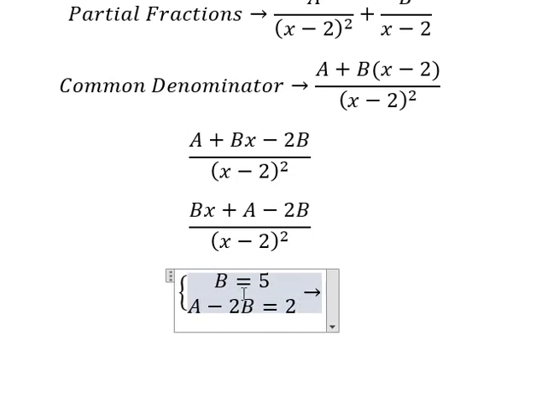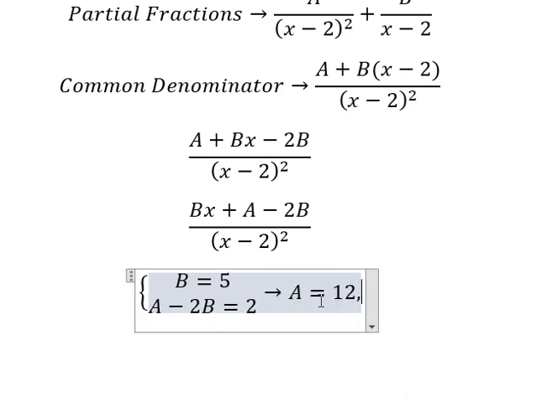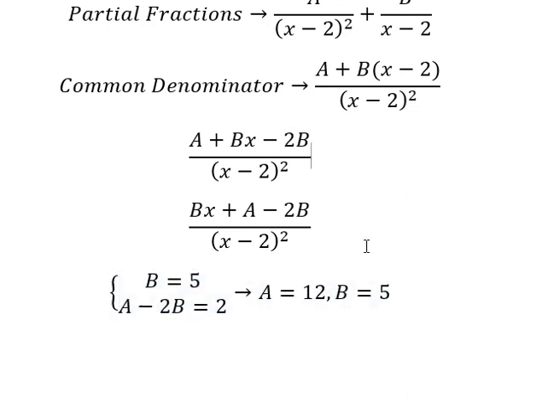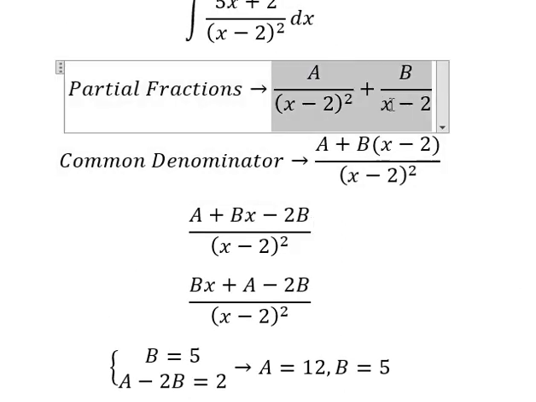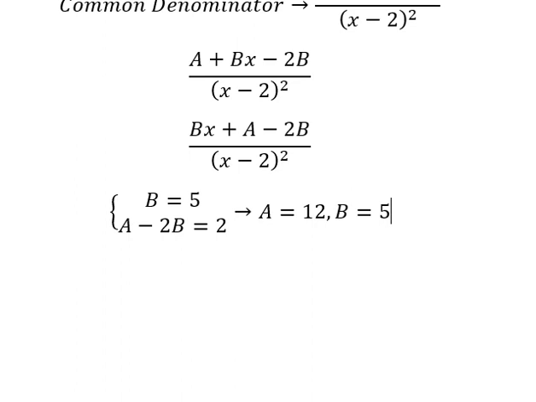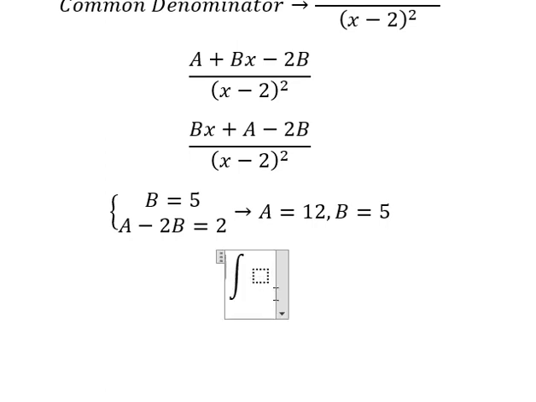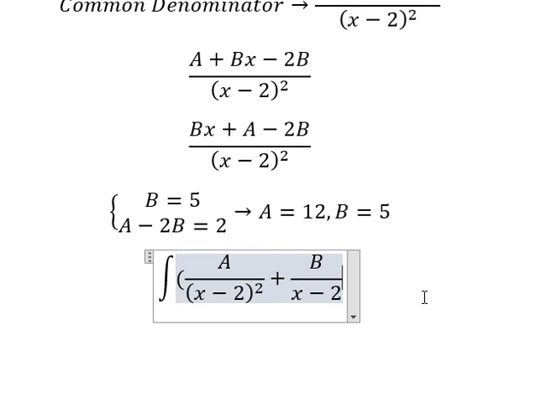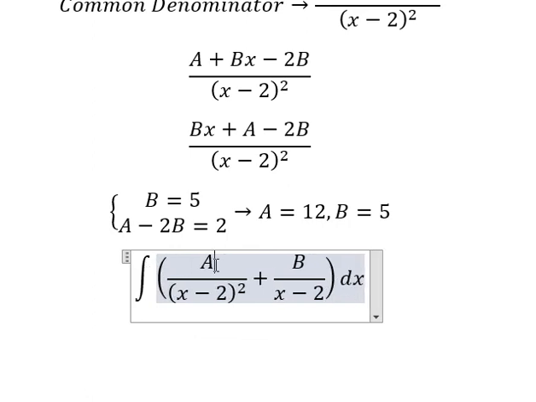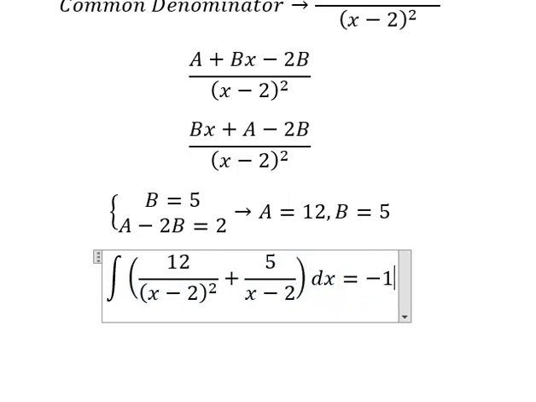And now we can find the solutions of A and B in here. So A equals 12, B equals 5. So we put A and B back in here. And now we have the integration. So A equals 12, B equals 5. And now we have the final answer in here.